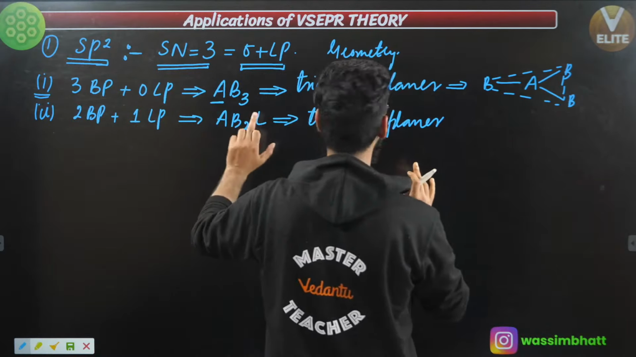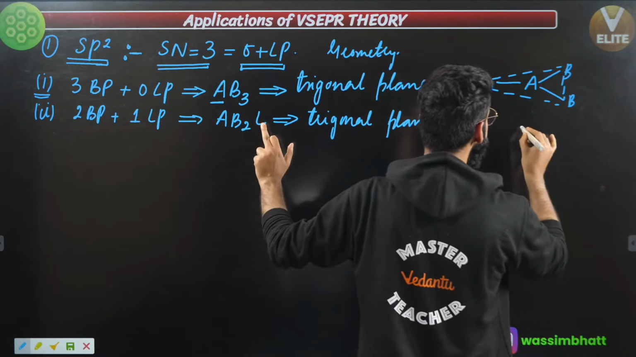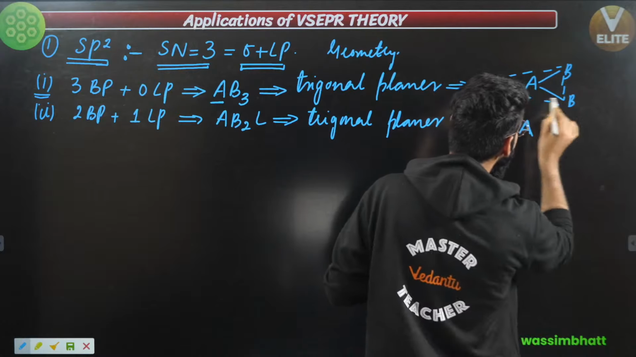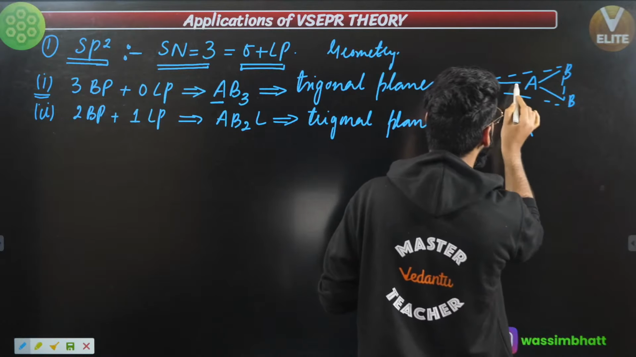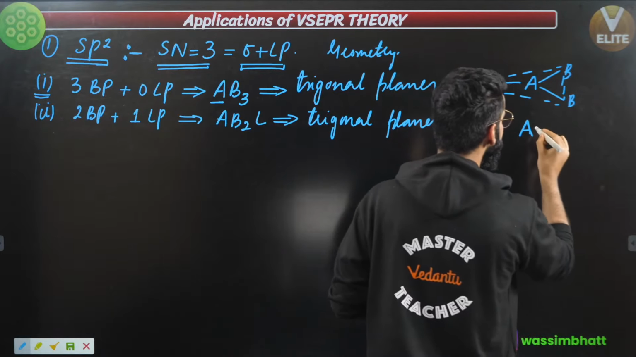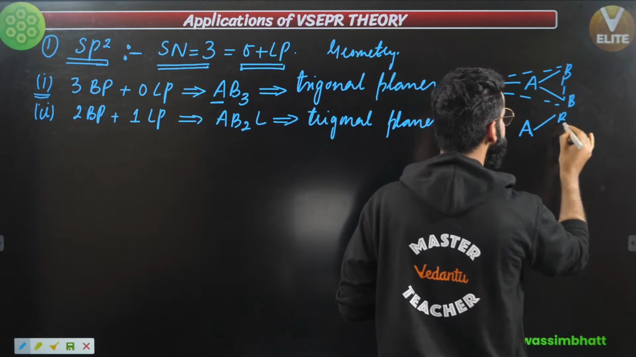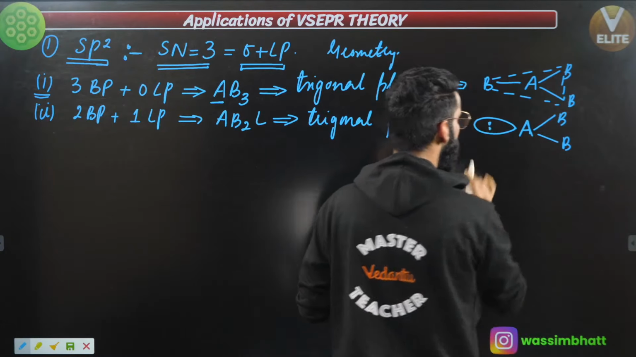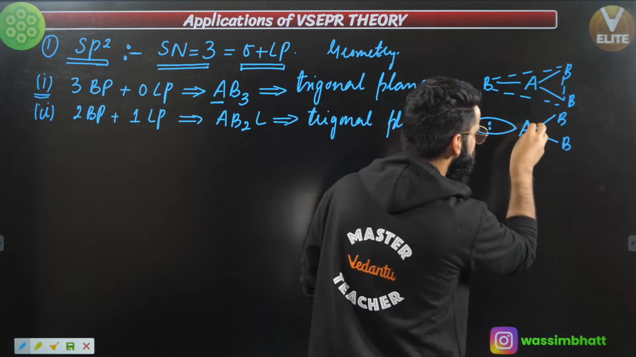See, I've got AB2L type, right? So people, I'm just going to keep A at the center like this, okay? So among these three, I'm going to remove any of the bond pair, and instead of the bond pair, I'm going to keep a lone pair. Let me keep this bond pair as such, this bond pair as such, and right here, let me keep a lone pair, right? So now you are going to see its actual shape.